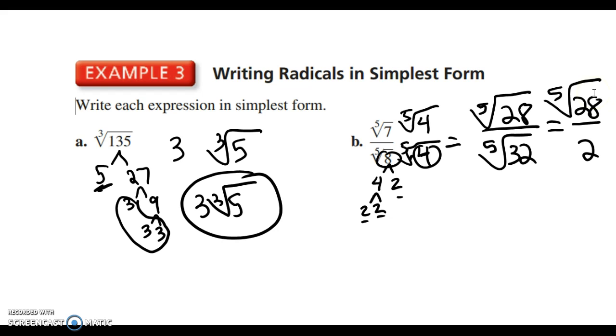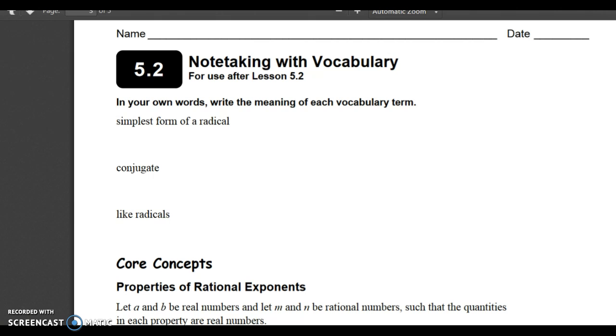Please write any questions down that you might have so far. Going back to your journal, page 130, you should then write down the definition of conjugate, and you might as well write down the definition of like radicals while you're also at this journal page.